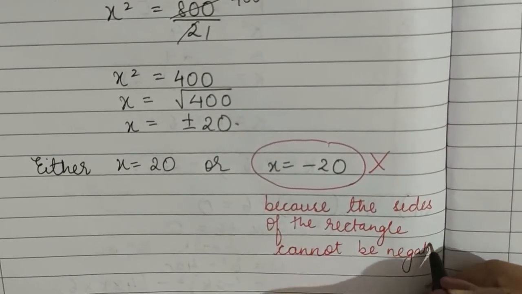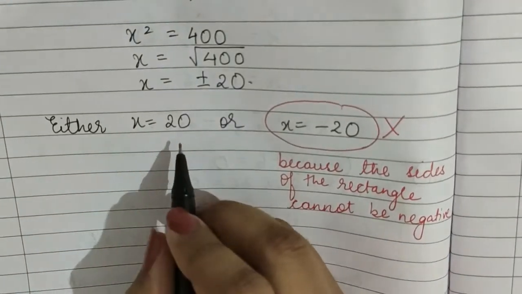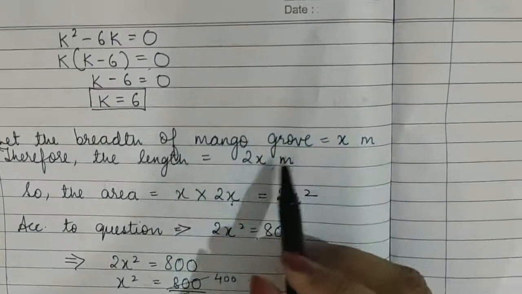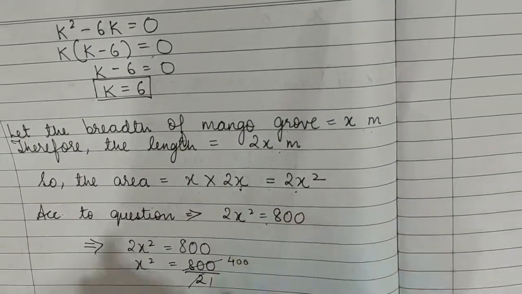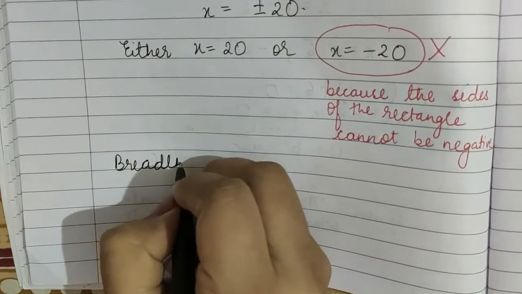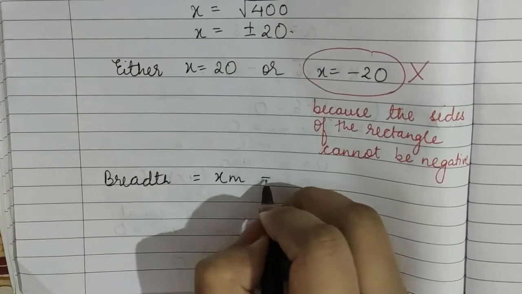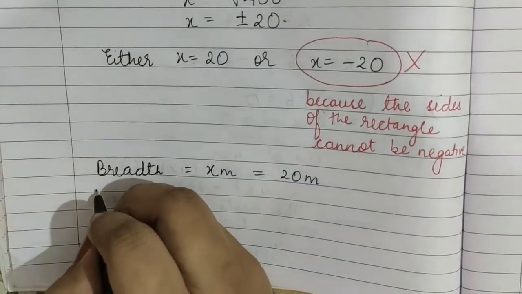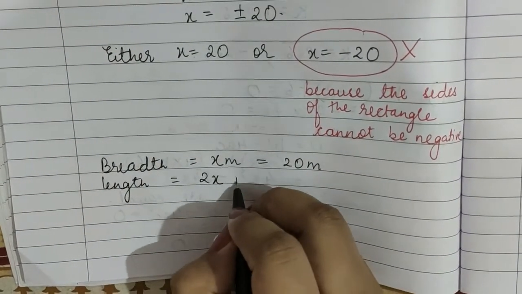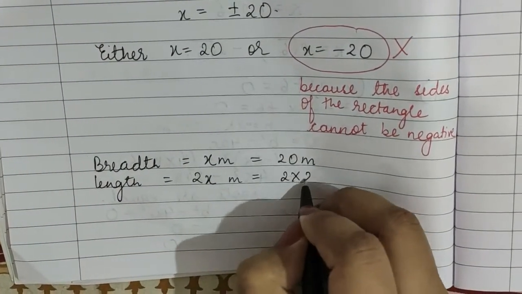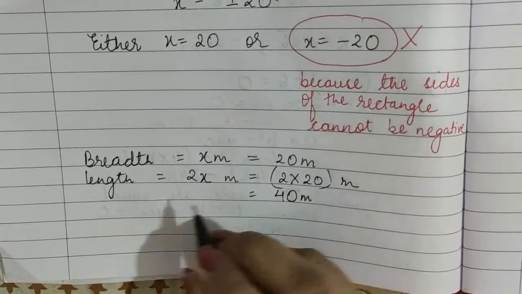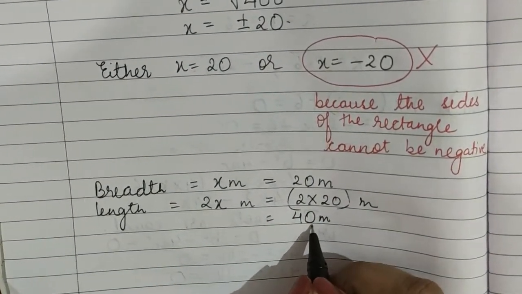By sides I mean its length and breadth. So we have to take x equals 20. Now in the statement it is given the breadth of the mangrove is x meter. So from here we conclude that breadth is equal to x meter, which is equal to 20 meter. The length is 2 times its breadth, 2x meter. So this will be 2 multiplied by 20 meter, which is equal to 40 meter. So the breadth is 20 meter and the length is 40 meter.